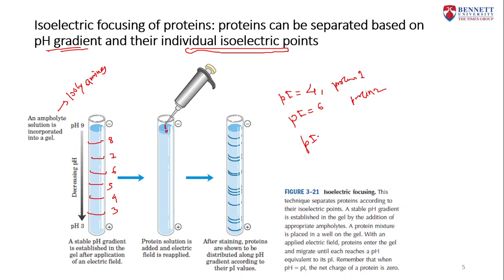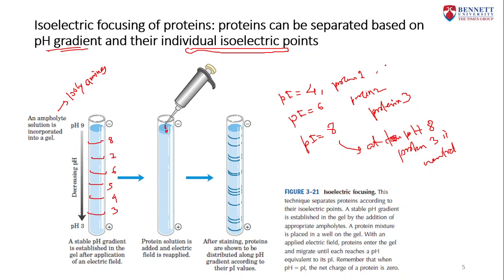And another protein of isoelectric point, let's say 8, which is your protein 3. So remember what isoelectric point tells you: at this particular pH, this protein is neutral. So at pH 8, protein 3 is neutral. That means that once you mix this into the solution, protein 1 will start traveling.